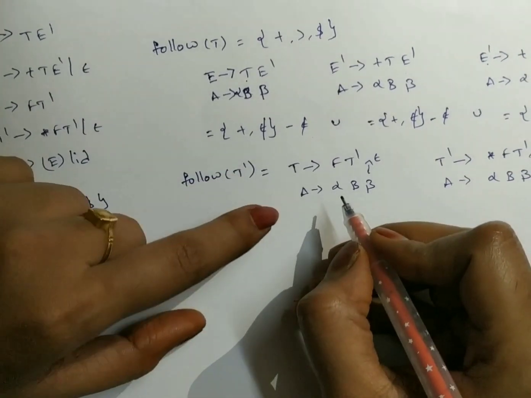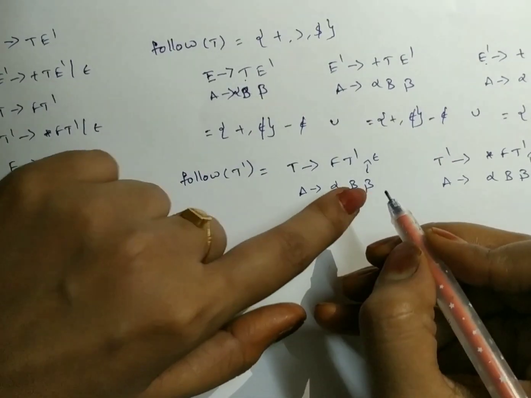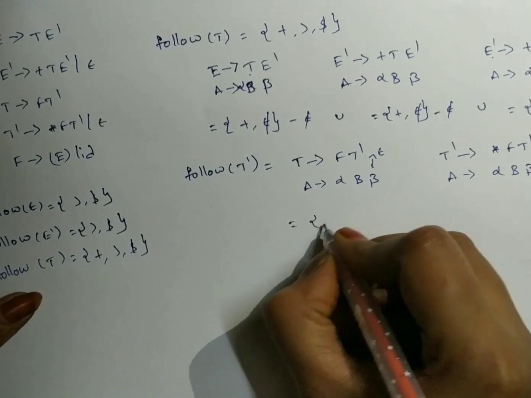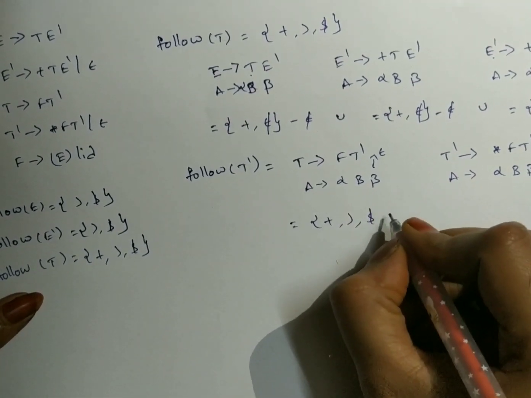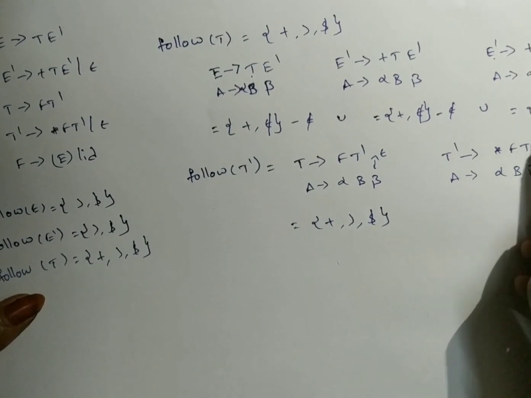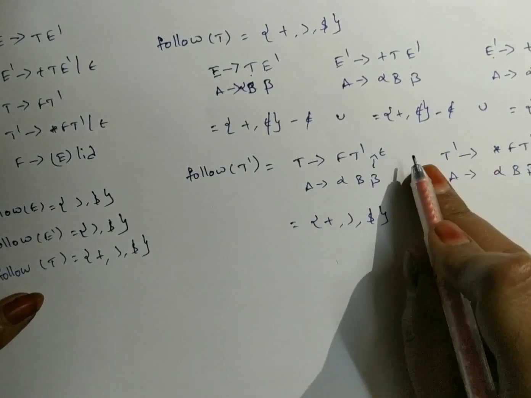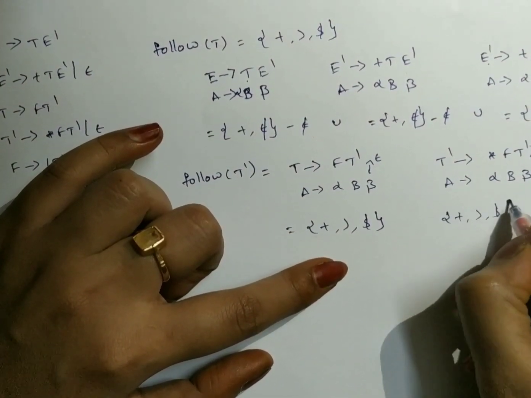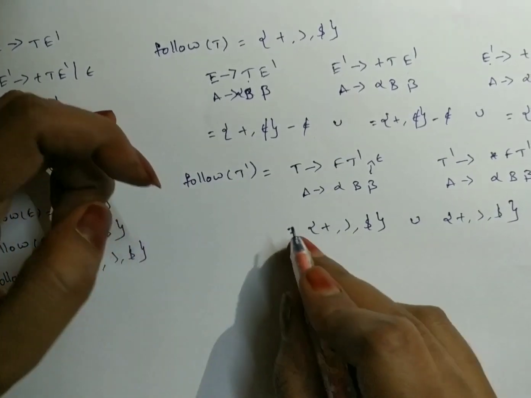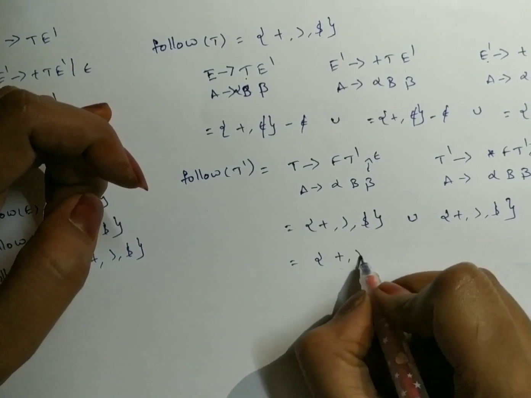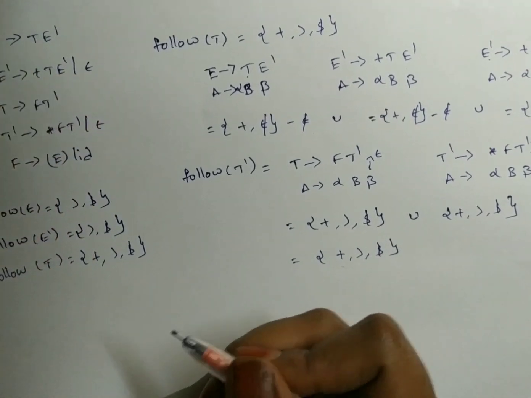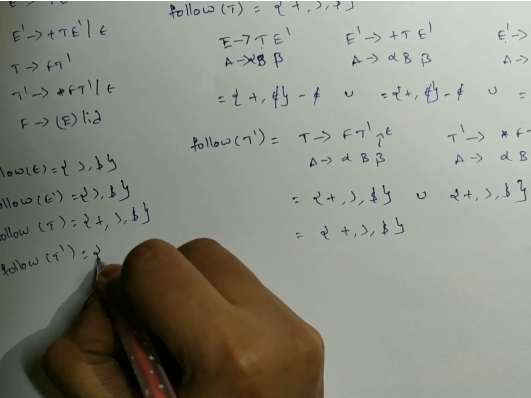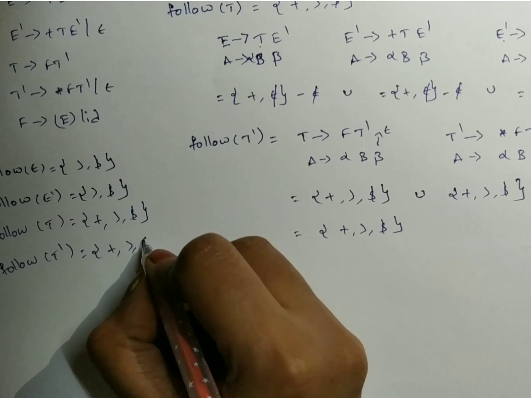Here in this case beta represents epsilon, here also beta represents epsilon. So it satisfies the third condition. So everything in the follow of t will be the follow of t dash. Follow of t is plus closed brace dollar. Okay, here also we are having beta as epsilon, so everything in the follow of t dash we have plus closed brace dollar. Okay, we need to union these two. Follow of t dash is plus closed brace dollar.